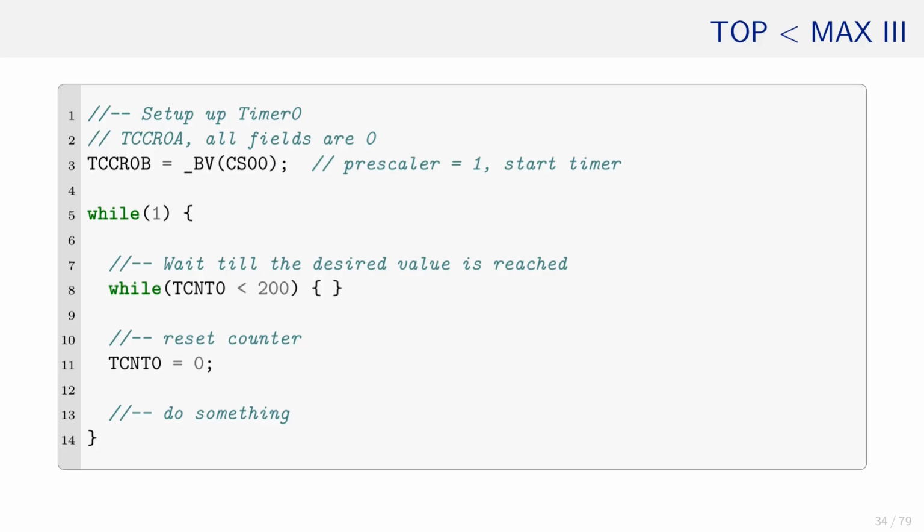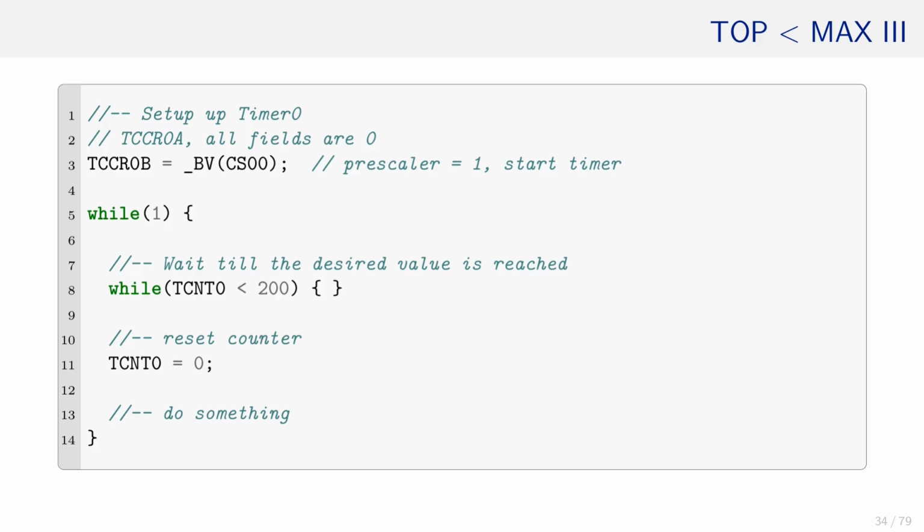However, this is a software implementation and hence requires CPU resources. While we wait for the TCNT to cross the threshold, we cannot do anything else. Further, it is unlikely that the while loop exits when TCNT is exactly 200. It might be larger than 200, since CPU resources are required to read TCNT, to evaluate its value, and to jump to the beginning of the while loop as long as the condition is true.